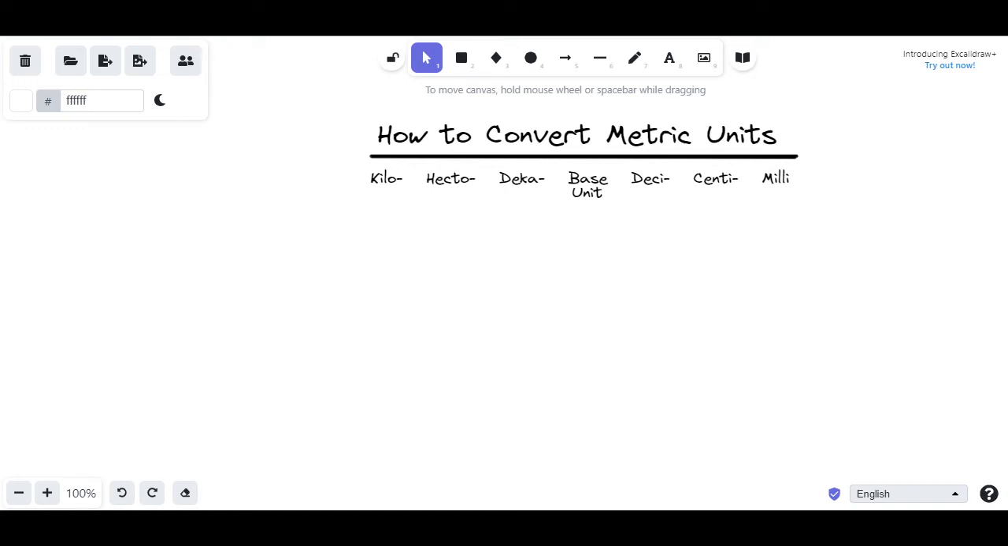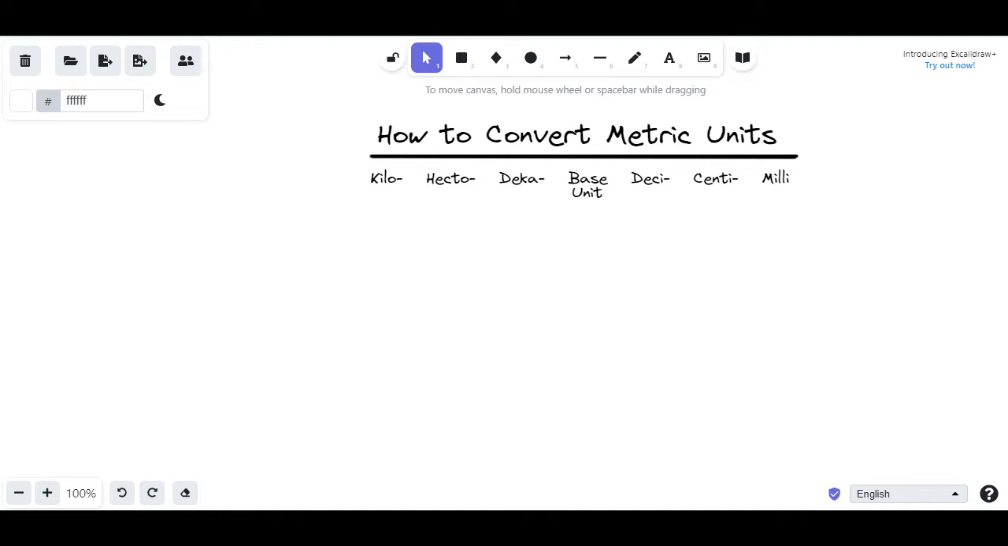Hello, today I'm going to go over how to convert between different metric units. There's two different ways I'm going to go over how to do it, one that uses math and one that doesn't require any math, just learning how to move the decimal point to get your answer. The first thing we want to look at is this different conversion chart that I have right here in the center of the screen.